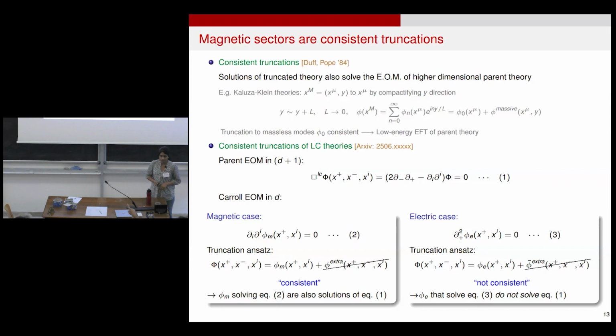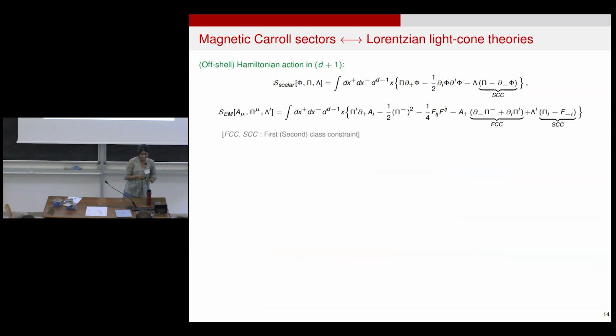Yeah. You mean the... So the magnetic theory also has another equation, right? For the momentum, pi. Yes. So I'm just coming to that in the next slide. Here I only show you one equation, and okay, let me just go to the next slide.